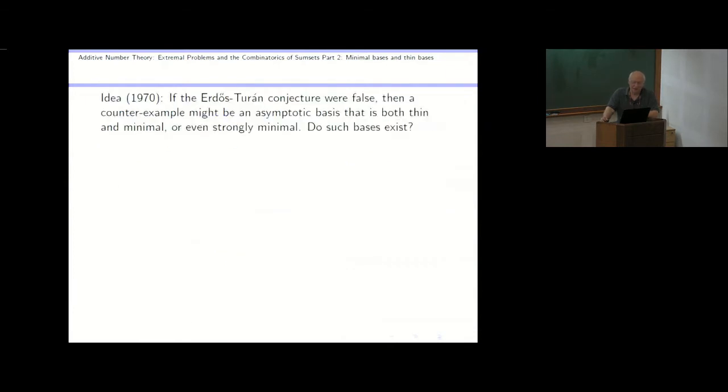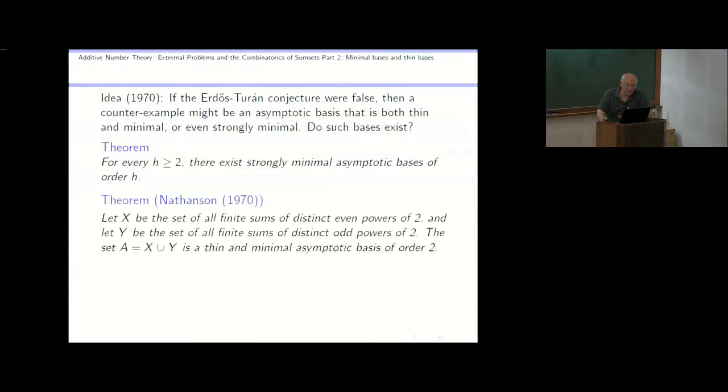So, as I said yesterday, sitting around as a graduate student, I thought if I couldn't prove the Erdos-Turan Conjecture, I would just construct a counterexample to it. And the idea was that if the conjecture were false, then a counterexample might be an asymptotic basis that was simultaneously thin and minimal. And do they exist? So yes, they do exist. For every h greater than or equal to 2, there are strongly minimal asymptotic bases of order h and even thin ones.